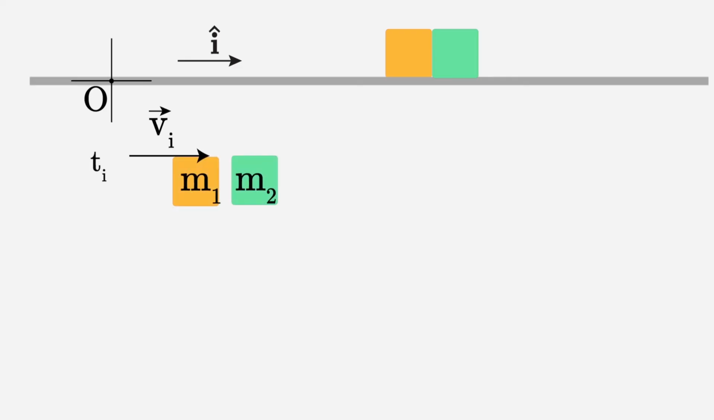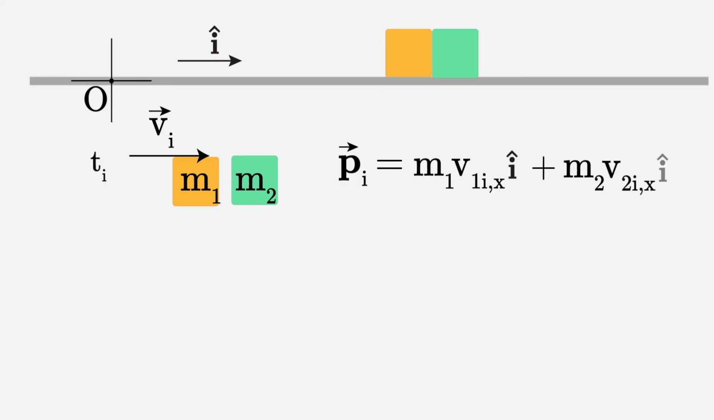We then need to set up a coordinate system. We'll pick the origin here, and this direction to be positive x. Now we need to identify the initial and final states. Our initial state will be just before the blocks collide. The momentum of the system is the sum of the momentum of each block individually. We have m1 times v1 initial x times i hat plus m2 times v2 initial x times i hat. This second term is zero since block 2 starts at rest.